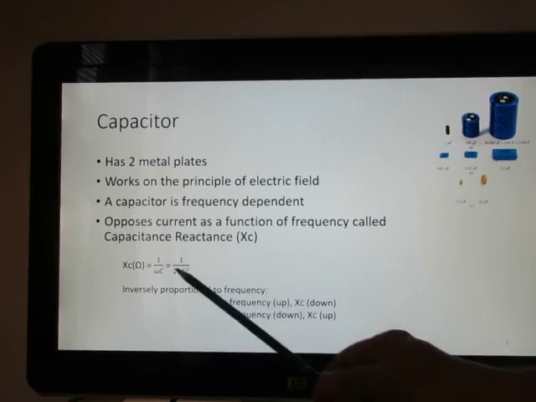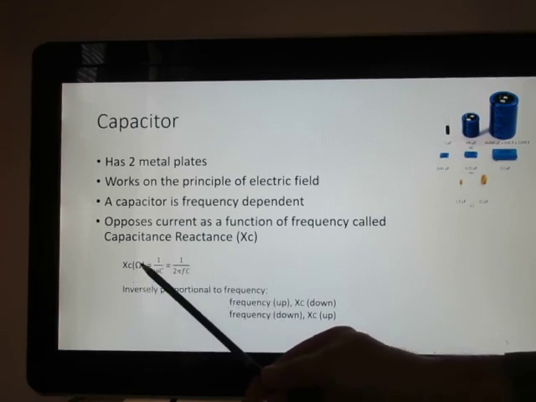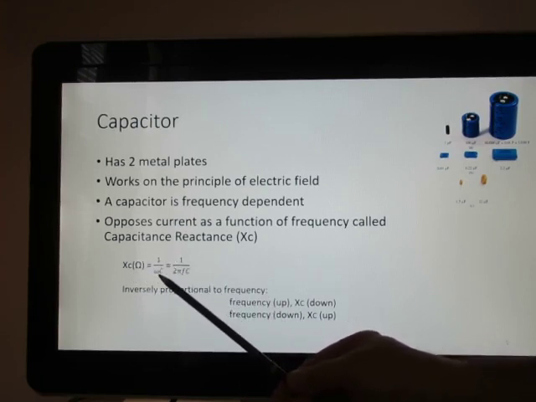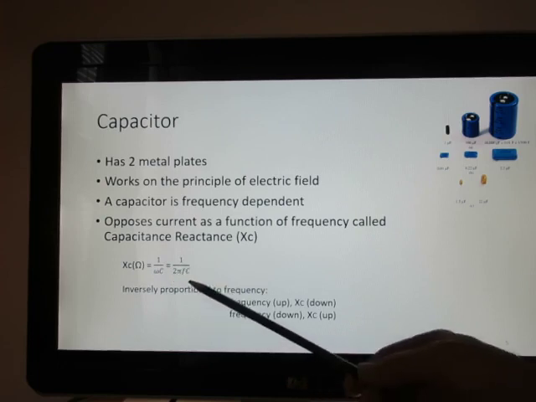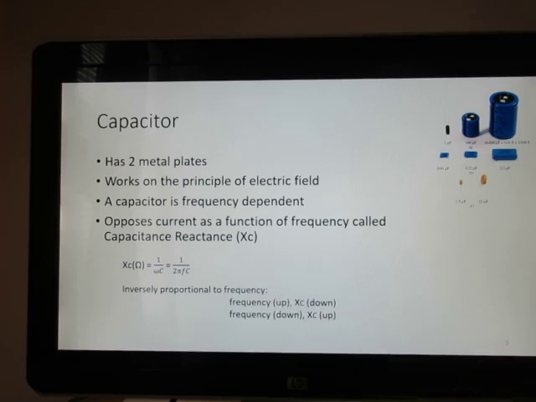But here's the formula for capacitive reactance. X sub C in ohms is 1 over the angular velocity times C, or we could say 1 over 2 pi f times C. So it's inversely proportional to frequency. As the frequency goes up, X sub C goes down. Frequency goes down, X sub C goes up.